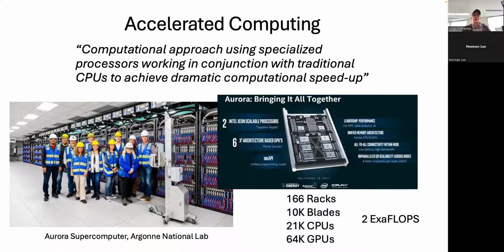It's a huge data center, 166 racks, 10,000 individual blades. I'm showing a blade in this other picture. On that blade are 2 CPUs and 6 GPUs, so there are way more GPUs on Aurora than CPUs. And it's all Intel: Intel CPUs and Intel GPUs in these blades, and there are 10,000 of them. So it's this enormous machine built with GPUs in mind to help accelerate computing.